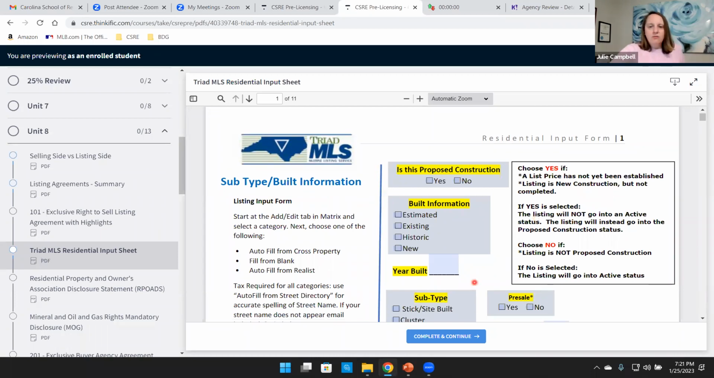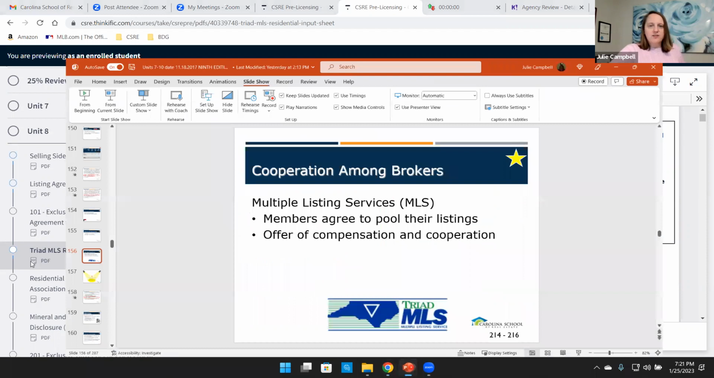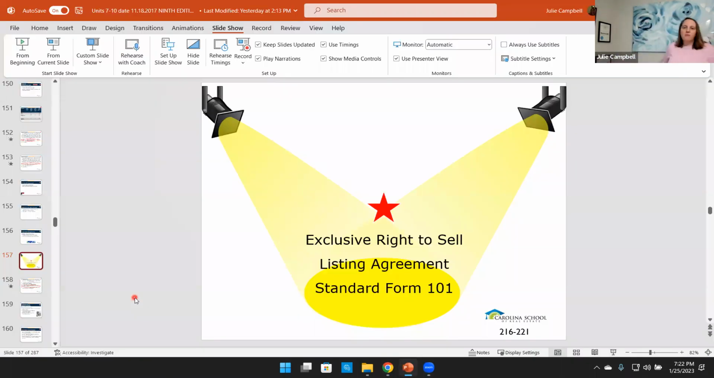Okay. I'm not going to go back in real quick, but just to show you guys the next slide. When we come back from break, we're going to go back to the online learning system, and we're going to look specifically at our exclusive right to sell listing agreement. All of our standard forms have some kind of form number. You don't need to know the numbers, but in time, the forms that you use most often, you'll know the numbers. They have like 400 or 500 forms available for us.